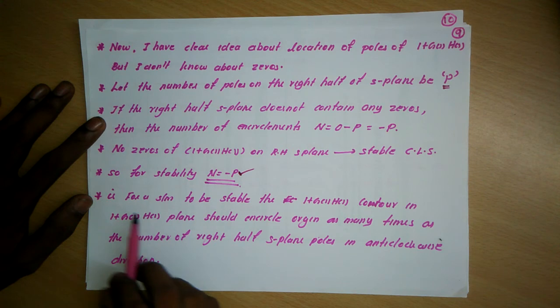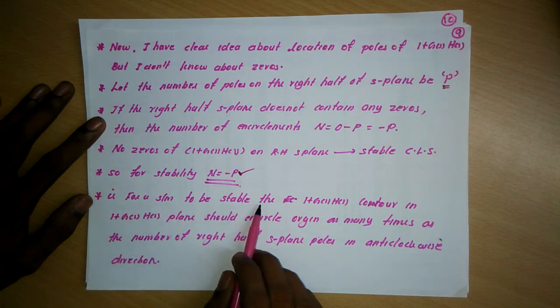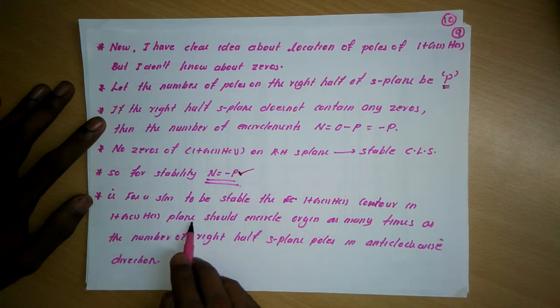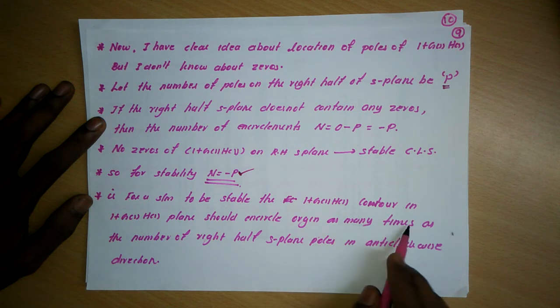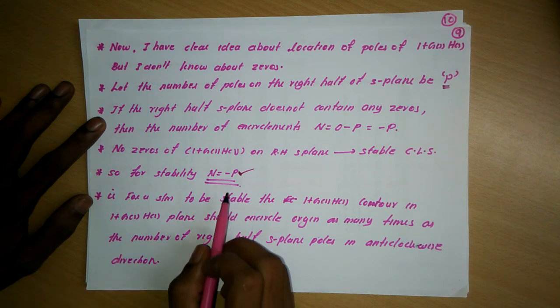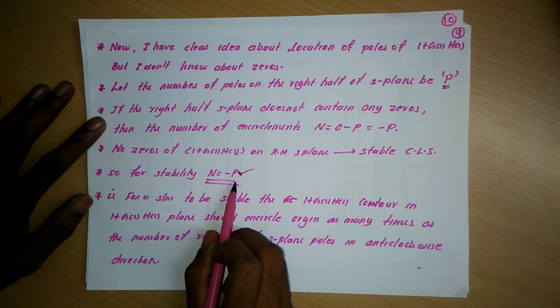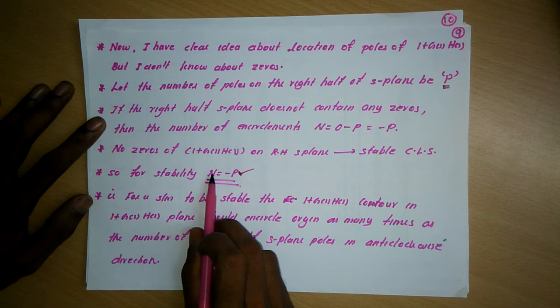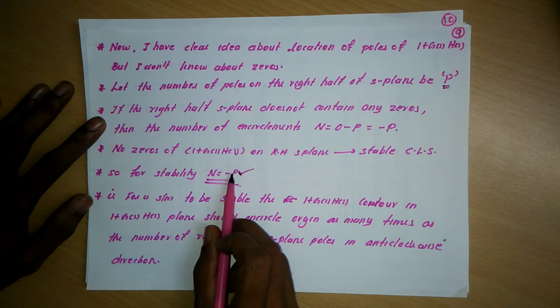It can be stated like this: for a system to be stable, the 1 plus G(s)H(s) contour in the 1 plus G(s)H(s) plane should encircle the origin as many times as the number of right half S-plane poles, in the anti-clockwise direction. Let me simplify it: if the open loop system has P poles on the right half of the S-plane, then for the system to be stable, N, the number of encirclements made by the F(s) contour around the origin, should be minus P.